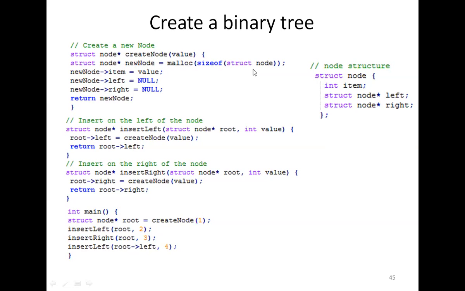Then new node item, because this is the structure, so item is the data. So new node item equals value. New node left equals null. So here create means it will create a node with no left child and no right child. Only the data value it will have. So new node left is null and new node right is also null. And return new node means it will return the address of this node. So whenever you call this function, this function will return the address of the newly created node.